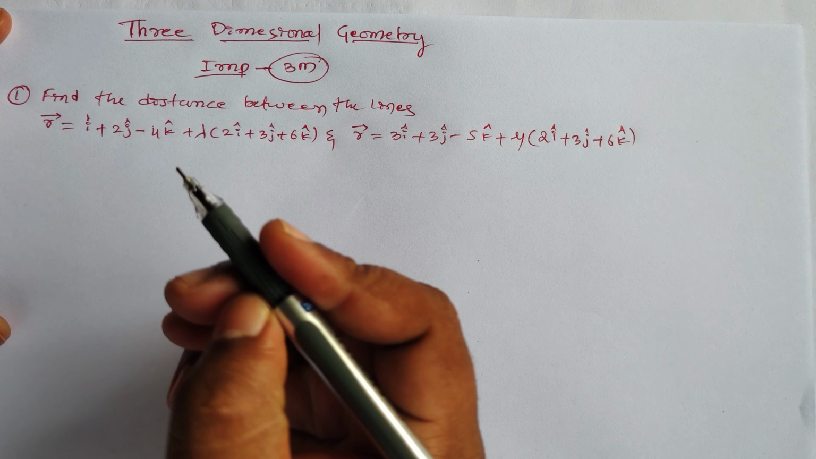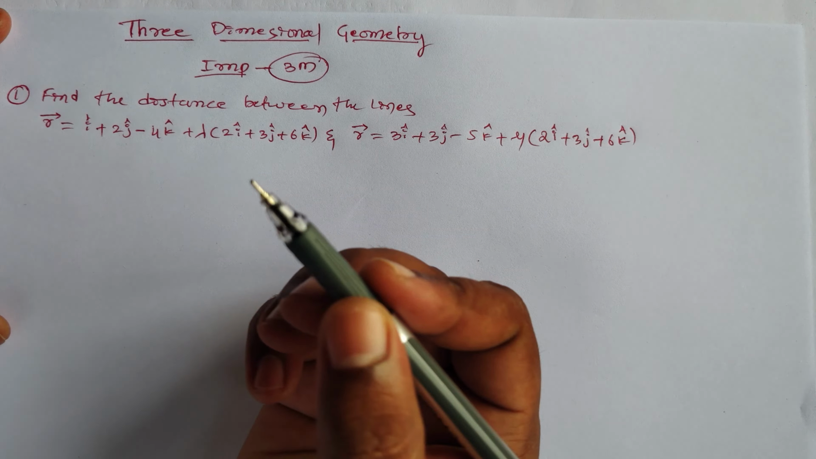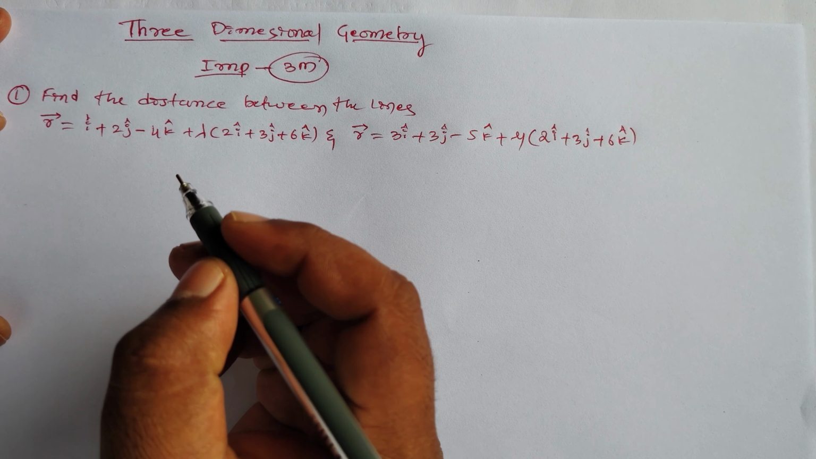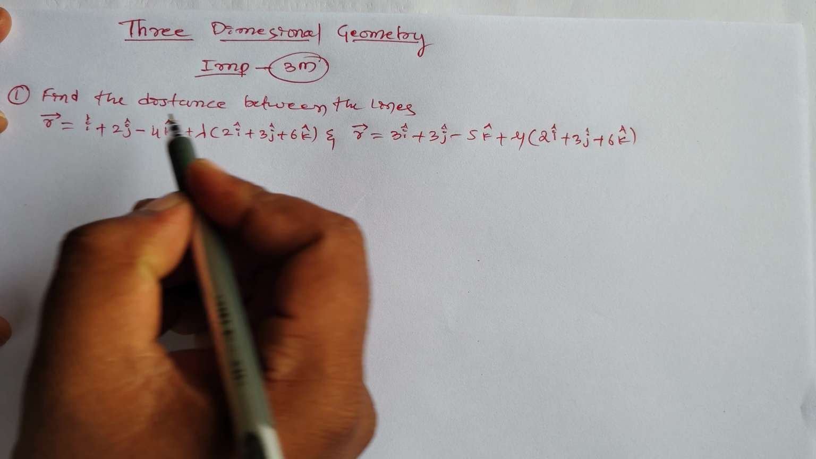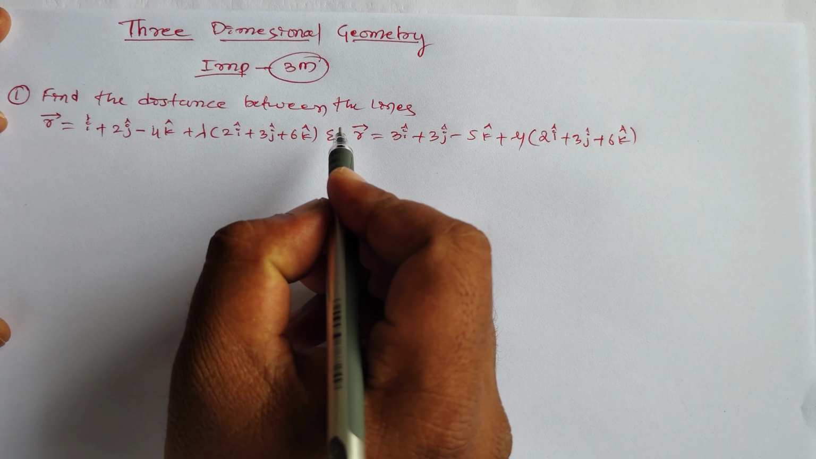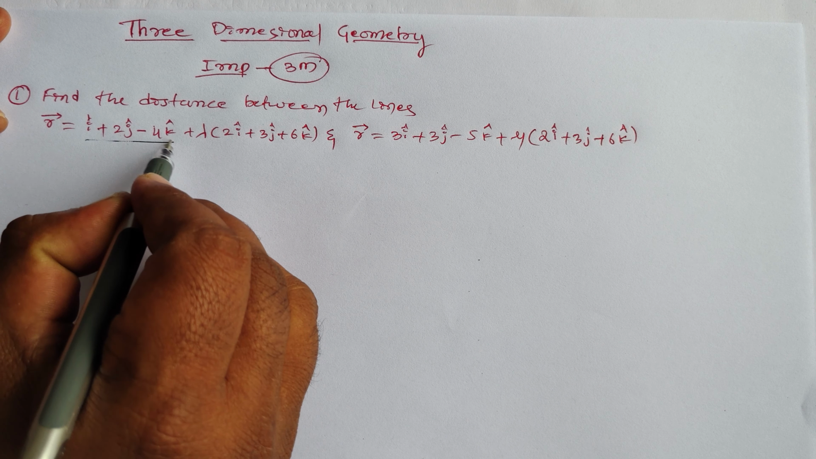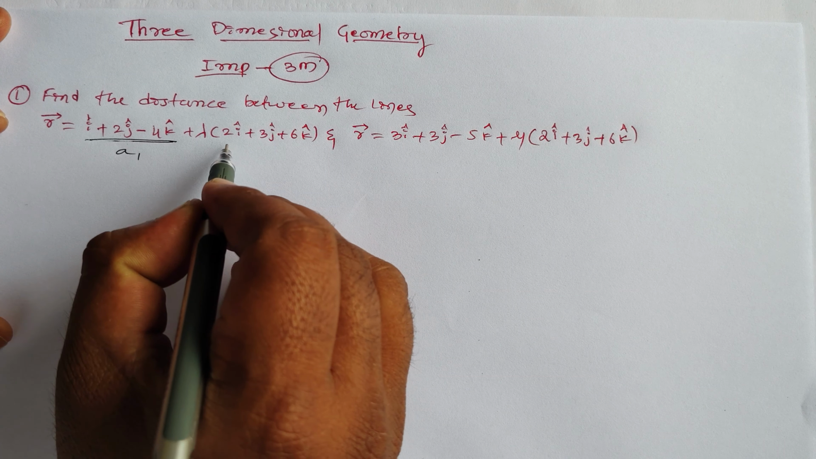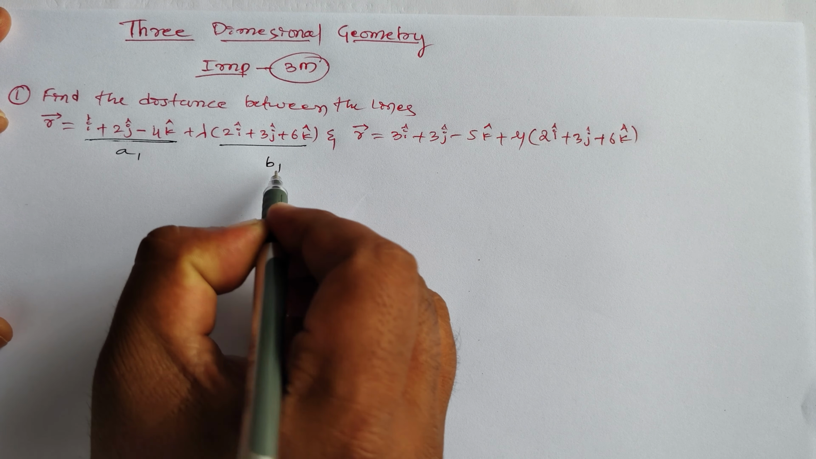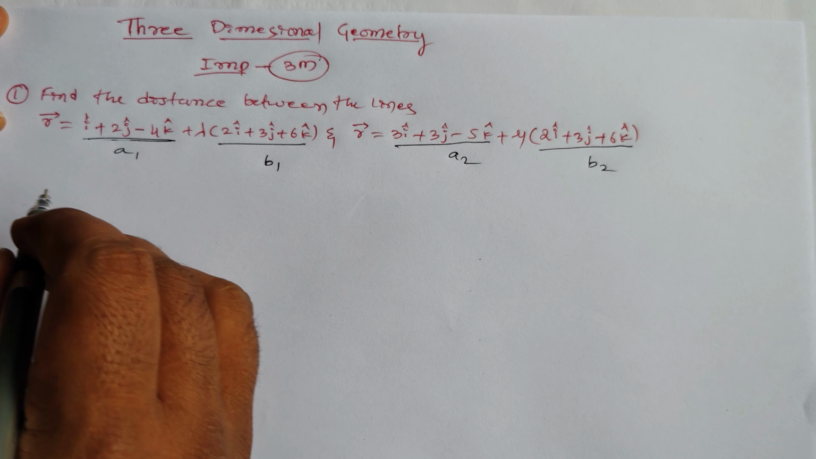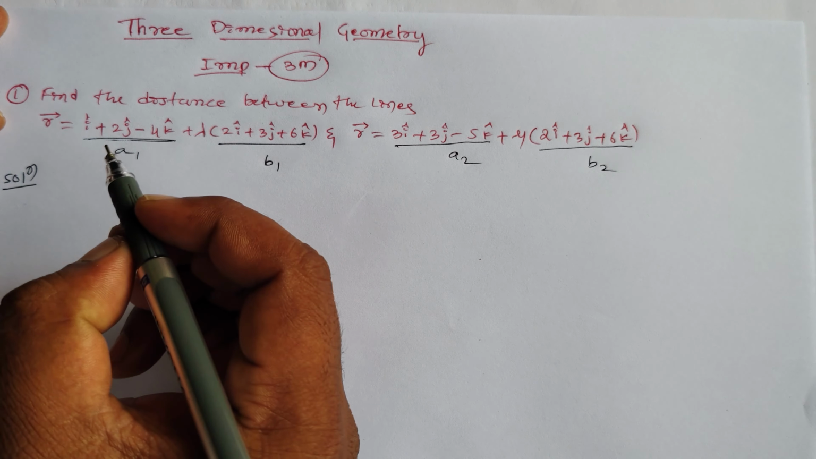Okay, next 3 marks question, three-dimensional geometry chapter. First question: find the distance between the lines. This one we'll take as a1 and this one is b1. This one a2, and this is b2. See here, b1 and b2 vectors are the same vector, right? Then these two lines are parallel lines.